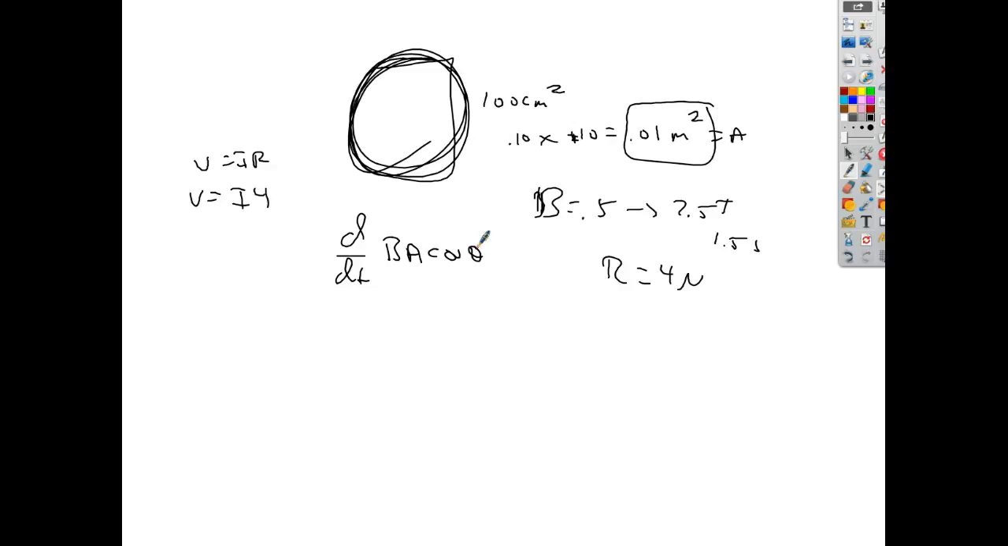Now I go to the list. Is this one changing? Yes. Is this one changing? No. Is this one changing? No, I'm not changing the angle at all, but I'm tilting it. That's going to give my voltage. Therefore, my voltage is going to be equal to A. That's not changing. I pull it out. Cosine theta, which is cosine of 0 degrees, or 1, times dB/dt.